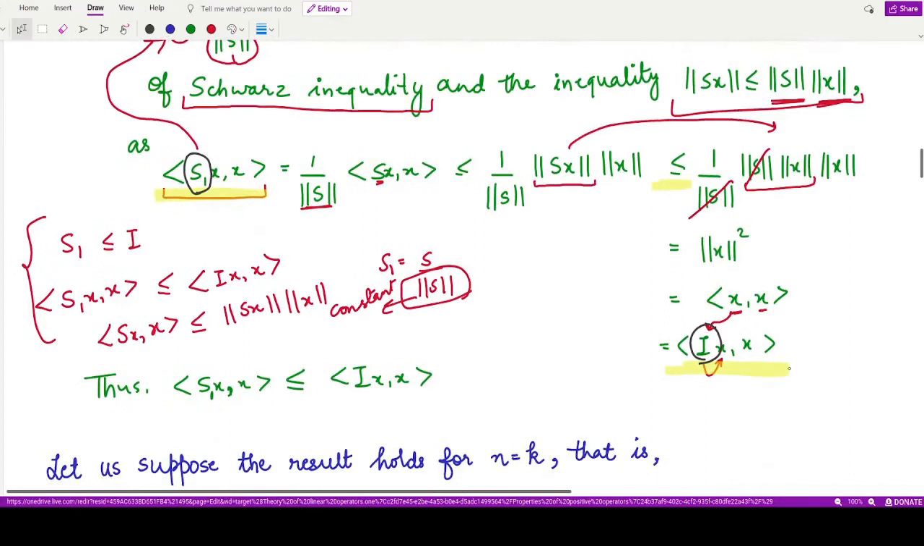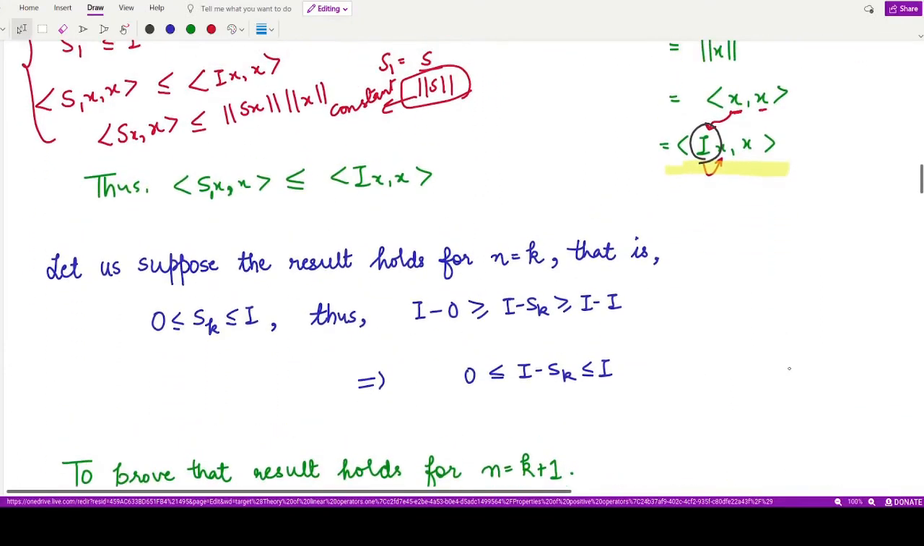Next, in the process of induction, we assume that the result holds for n equal to k. What does it mean? It means that all the operators Sk lie between the zero operator and the identity operator. From this result we can derive another result by negating all these operators. So it would be 0 minus the 0 operator, greater than or equal to minus Sk, greater than or equal to minus the identity operator.